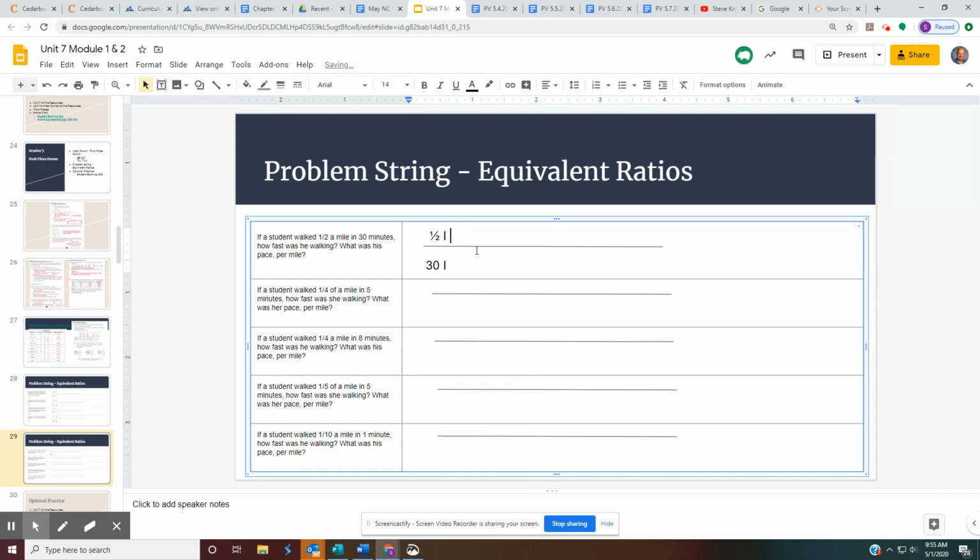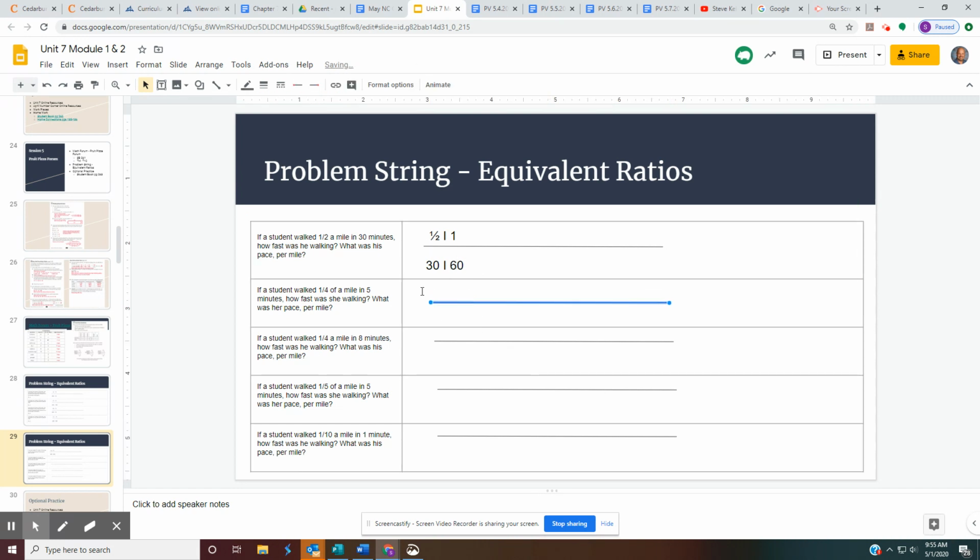Well, what am I doing here? I have 1 mile. So what do I have to do to the half to get 1 whole? I have to multiply by 2, right? I'm not dividing this time. I have to multiply. So then I have to multiply my 30 by 2. And what do I get? 60. Awesome. Good work.